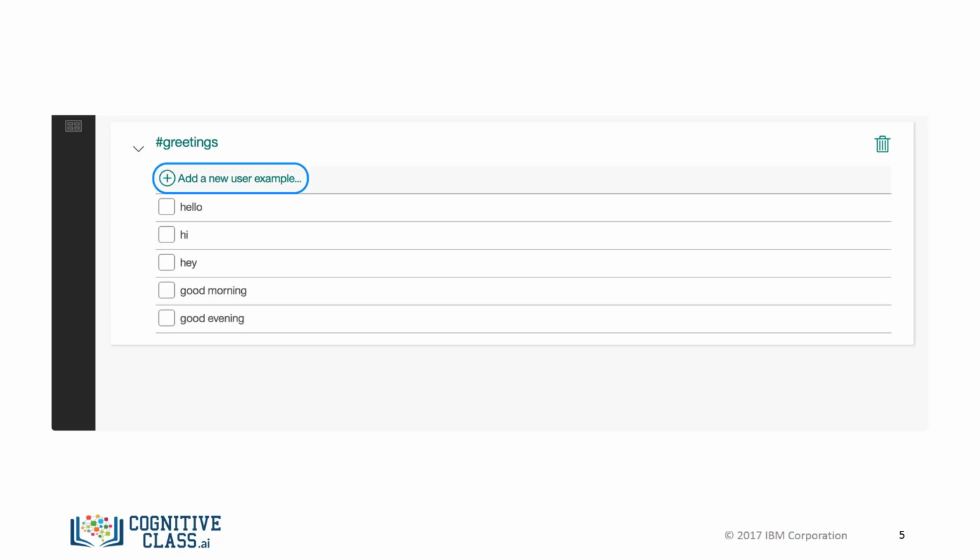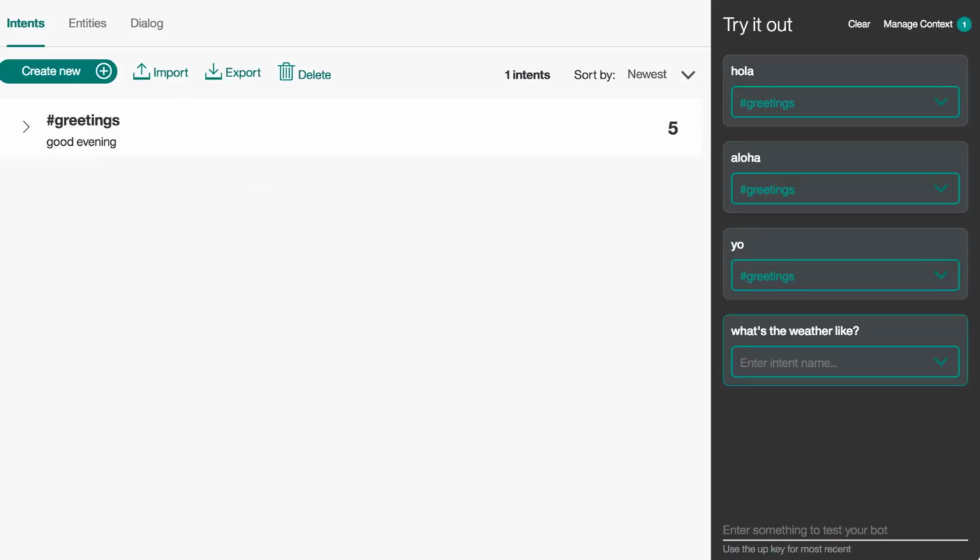In fact, over time, it's a good idea to add more examples that you have collected from users as they interact with the chatbot in order to further train Watson. When the user specifies hola, aloha, or even yo, Watson will recognize the user's greetings intent for us. And as you can see in the Try It Out panel on the right, even though we didn't specify those 3 words in the examples, Watson will correctly detect what the intent is, in our case greetings. Watson trained on our examples and was able to correctly recognize similar utterances on his own.